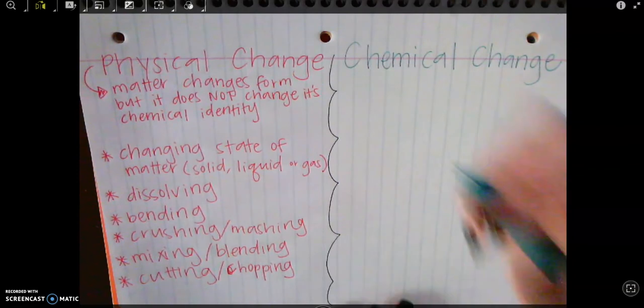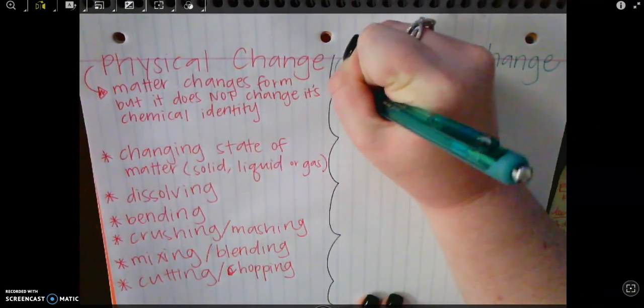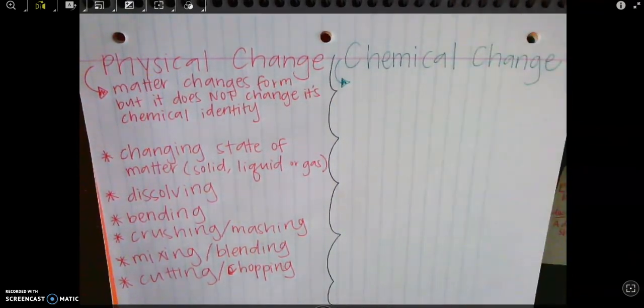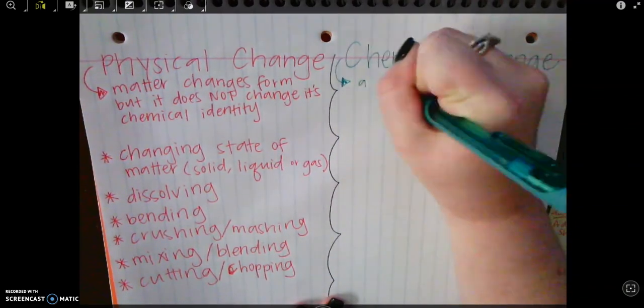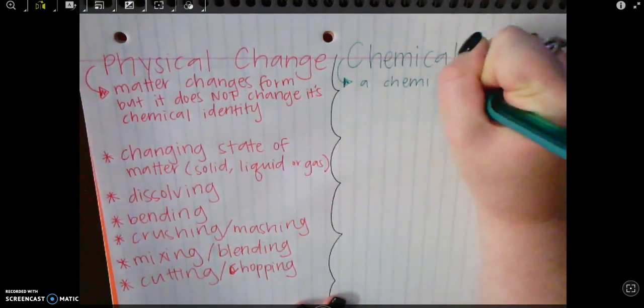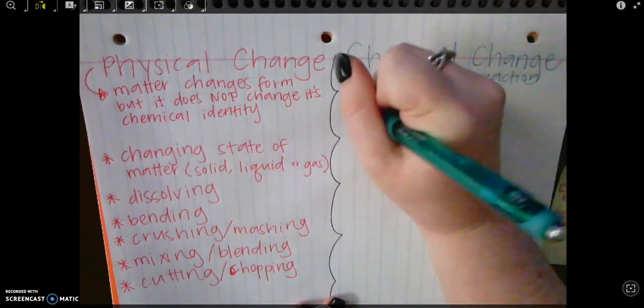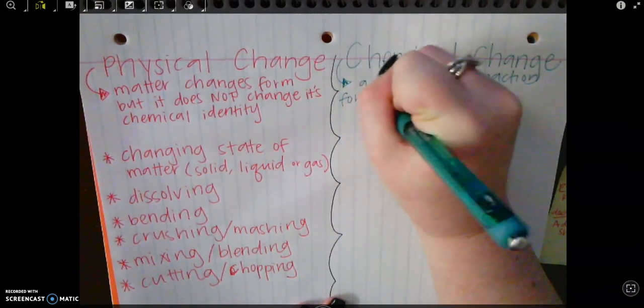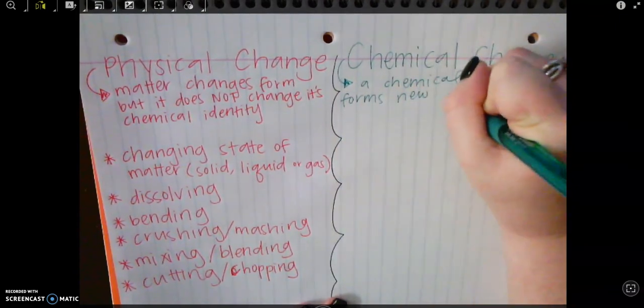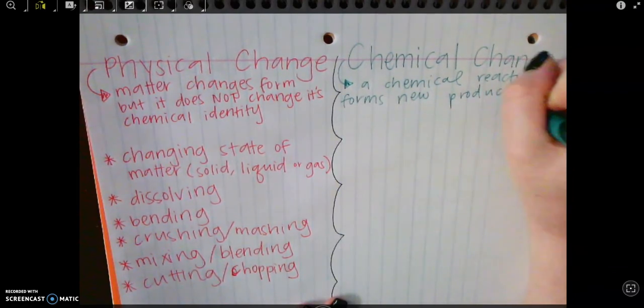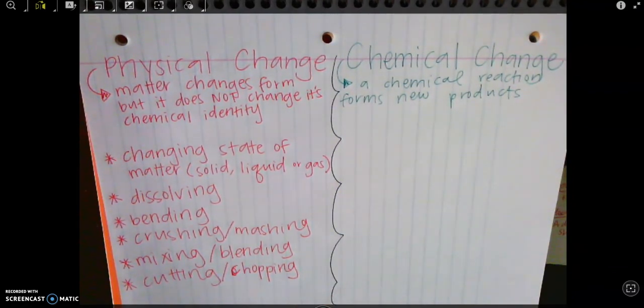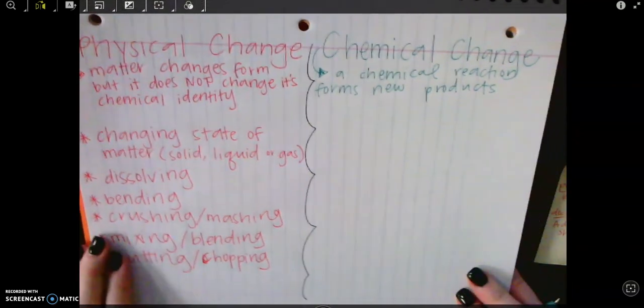So chemical change is going to be a chemical reaction that happens, and the matter is going to change chemical form and create new products. So: chemical reaction forms new products. There are several indicators of chemical change as well. So let's write some of those down.